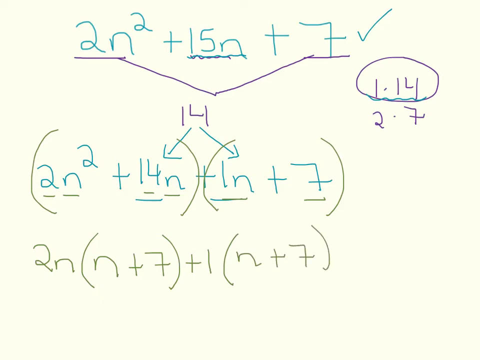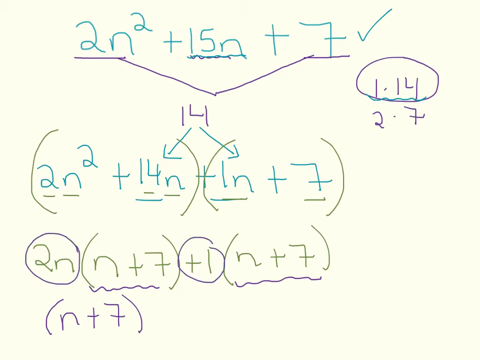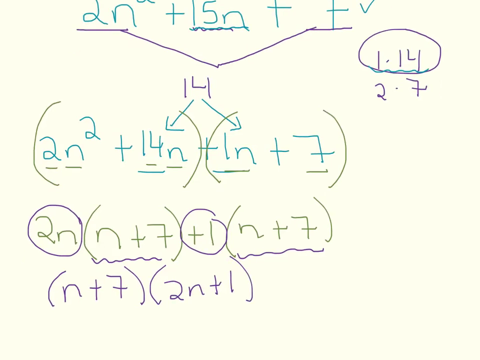So now, at this step, there's a way that you can check if you're doing it right: whatever's left in parentheses should be the exact same. Because now, whatever you have in common, we're going to factor that entire binomial out in front, n plus 7, which leaves you with 2n plus 1. So these two binomials, that is your answer.